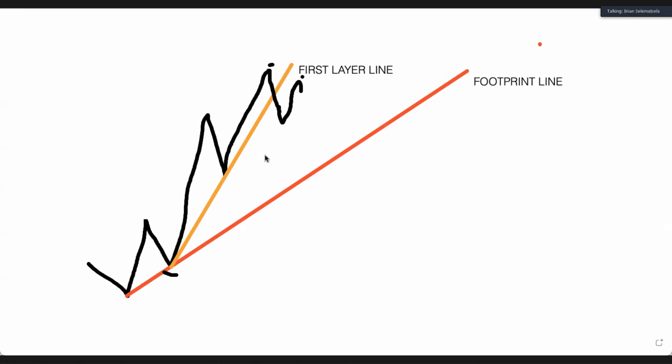Because I find a lot of questions of people say, okay, I've implemented the footprint very well. I drew the footprint line, I drew the first layer line, the market broke, but I'm not seeing any divergence where the market has the overbought. So now that way, you're going to a lower time frame.